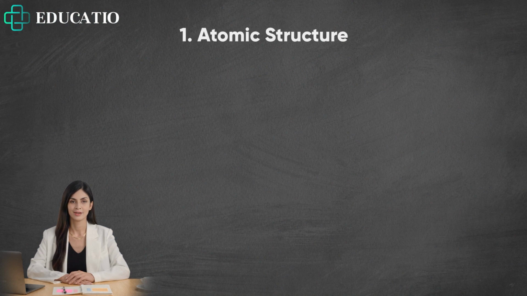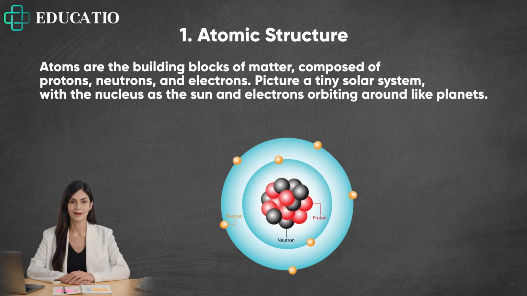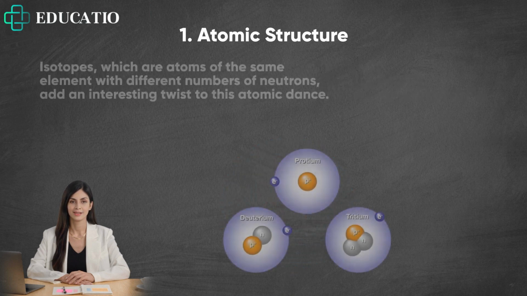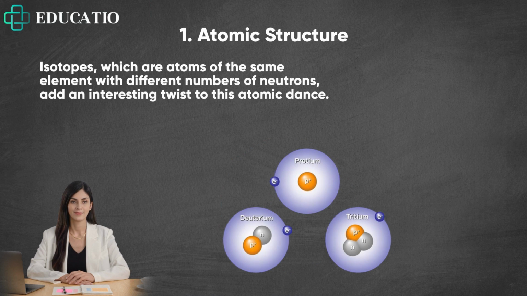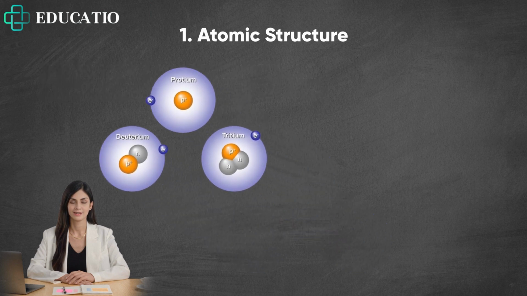1. Atomic structure. First up, let's talk about atomic structure. Atoms are the building blocks of matter, composed of protons, neutrons, and electrons. Picture a tiny solar system, with the nucleus as the sun and electrons orbiting around like planets. Isotopes, which are atoms of the same element with different numbers of neutrons, add an interesting twist to this atomic dance. Example, take hydrogen, for instance.